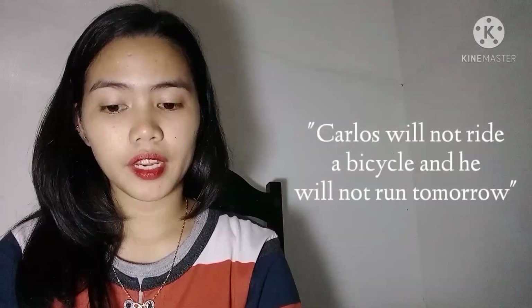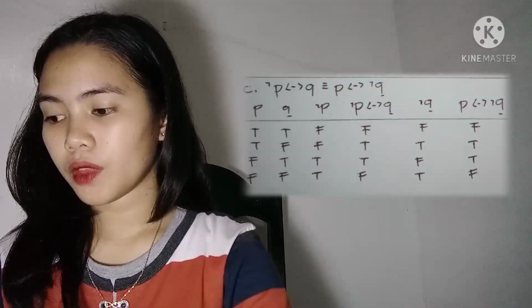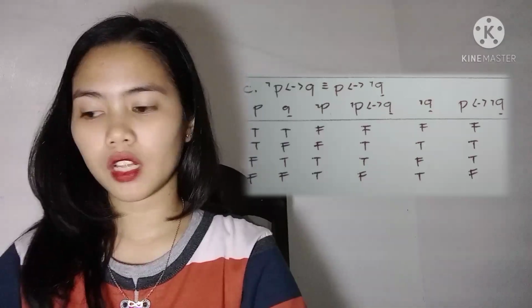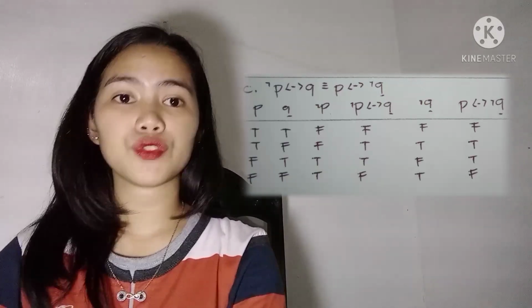Consequently, we can express the negation of our original statement as Carlos will not ride a bicycle and he will not run tomorrow. So let's go to letter C. Show that the problem is logically equivalent using A, the truth table, and B, equivalence laws. So let's go to the truth table. For the conditional and biconditional, P is true, true, false, false. Q is true, false, true, false.